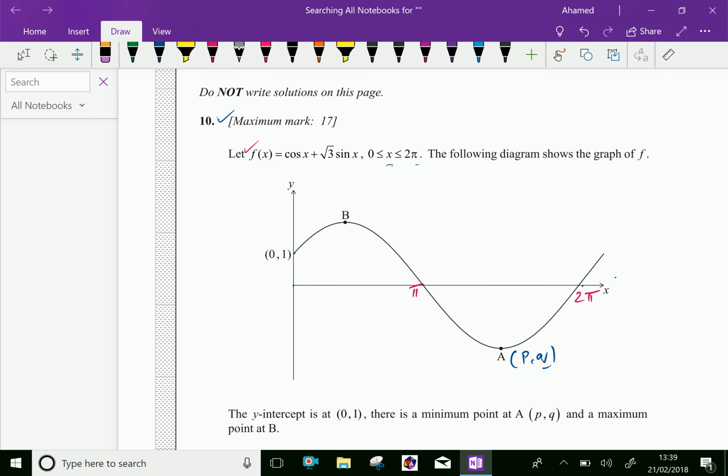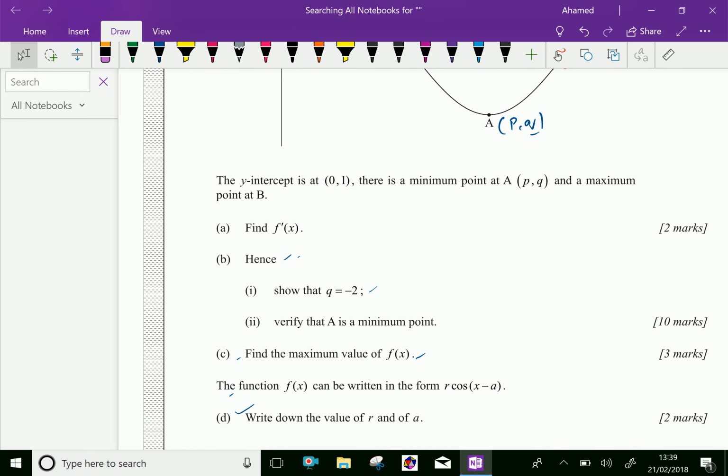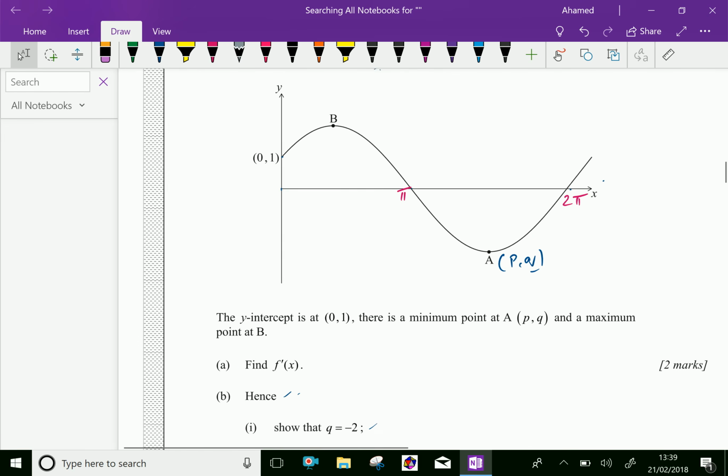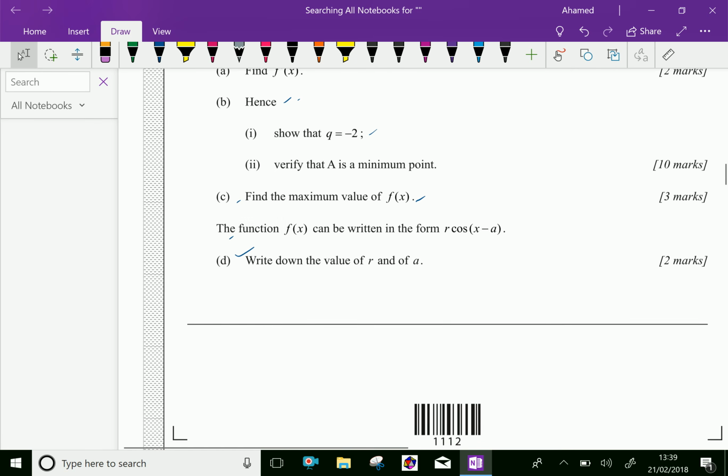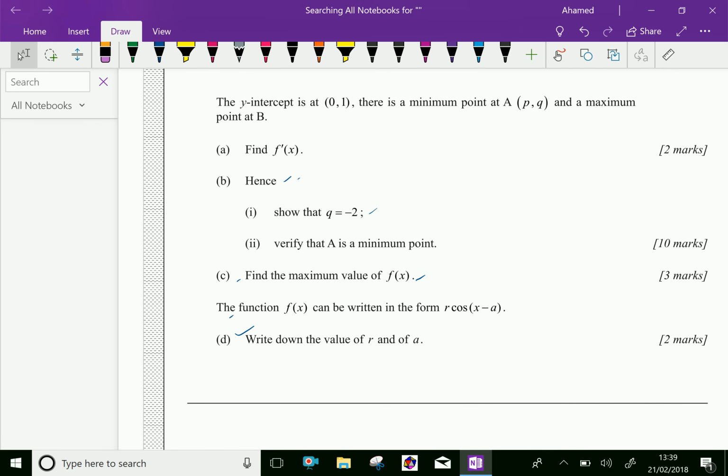Now first we have to find f dash of x. f of x equals cos x plus root 3 sin x. Now f dash of x means differentiate: cos x gives minus sin x, plus root 3 sin x differentiates to cos x. Show the point Q is minus 2 here.